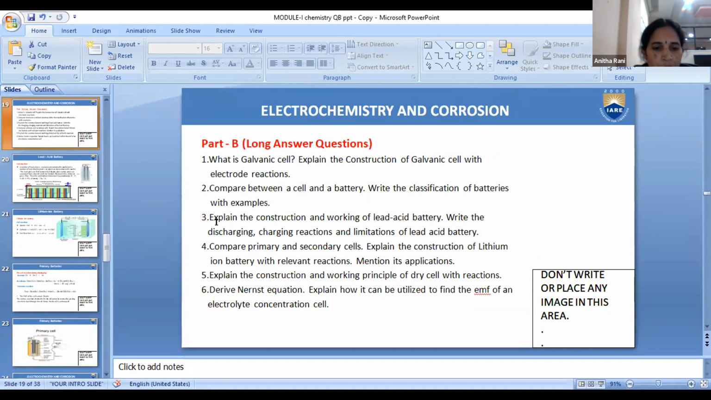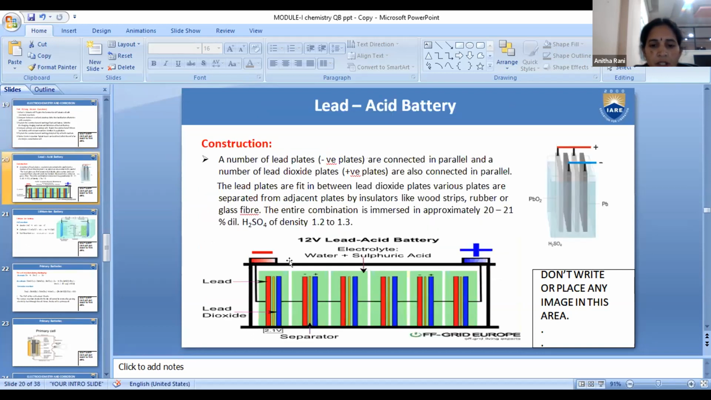Okay? Now, explain the construction and working of lead acid battery. So first you have to write the construction. How to write the construction? We are arranging 6 cells in series. In each cell we take lead as anode and lead oxide as cathode, and we separate them with stripes of wood. Like that we are taking 6 cells.